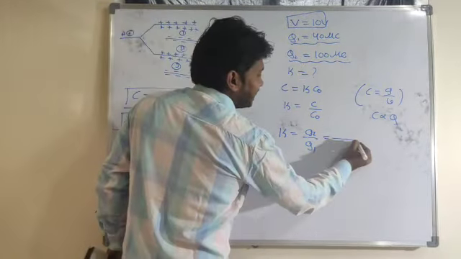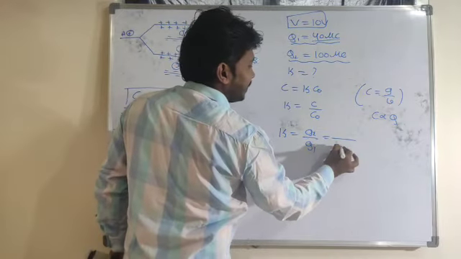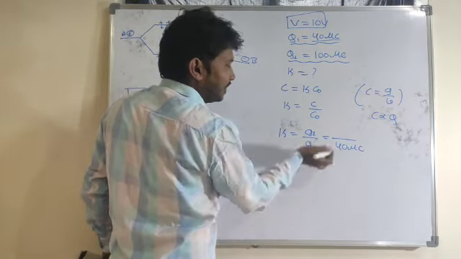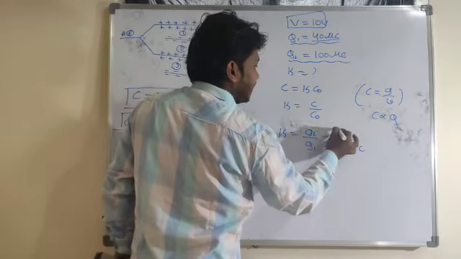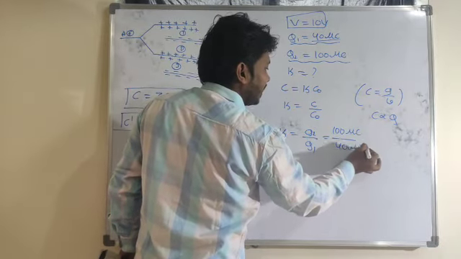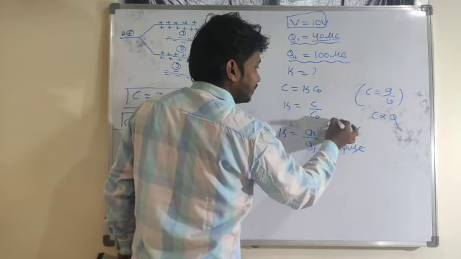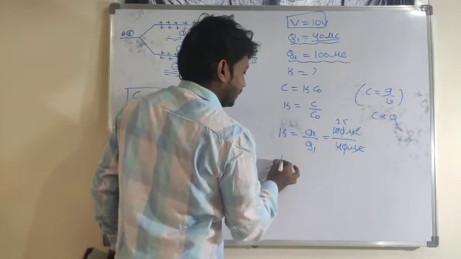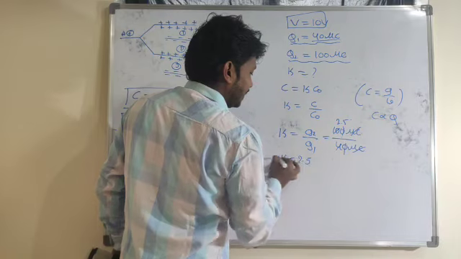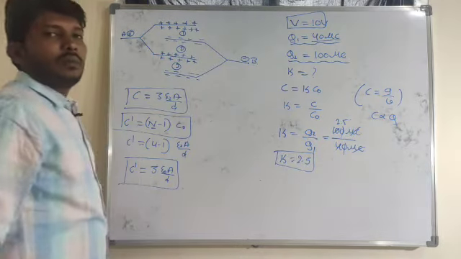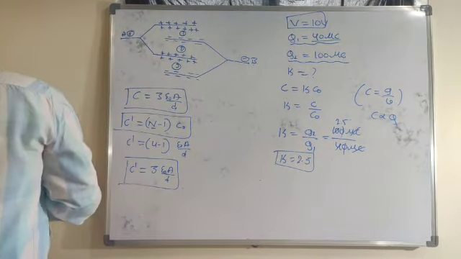So air acts as a dielectric medium. In that situation, 40 microcoulomb. The other medium acts as a dielectric medium. In that situation, 100 microcoulomb. So 2.5 here. What's the K value here? The dielectric constant value is 2.5 here. So next one.